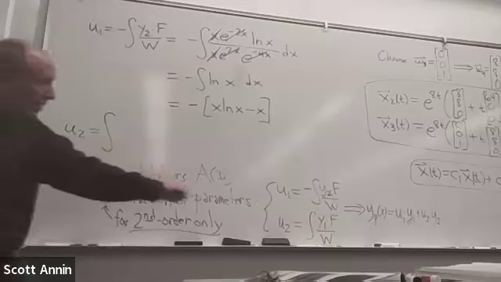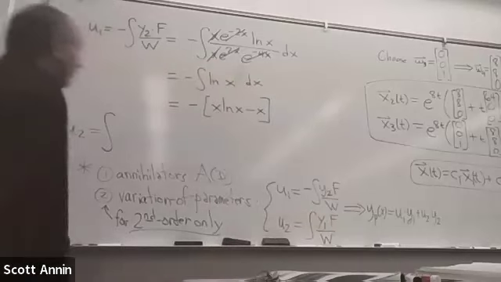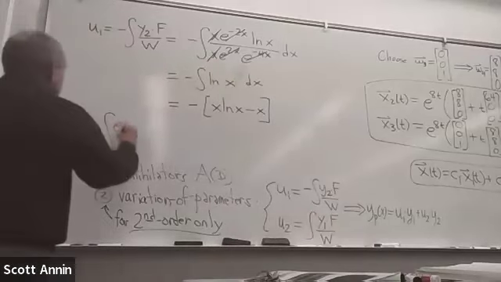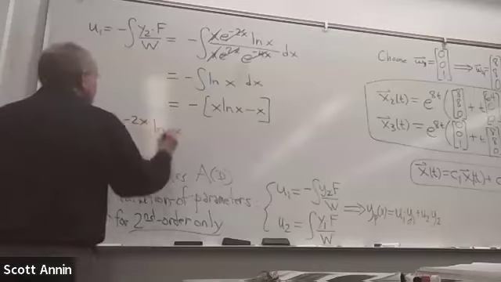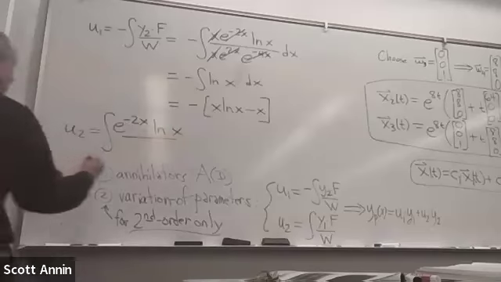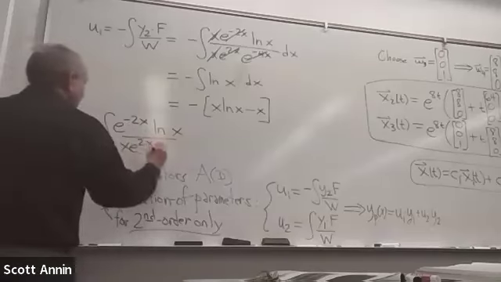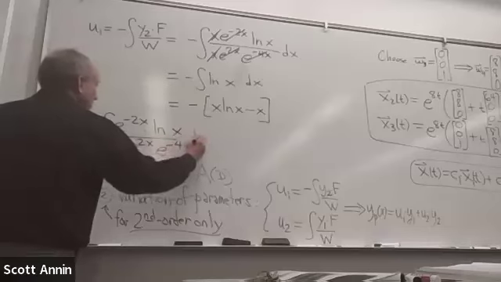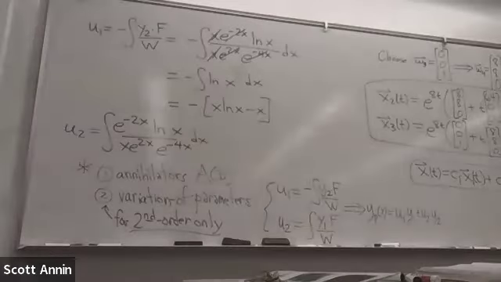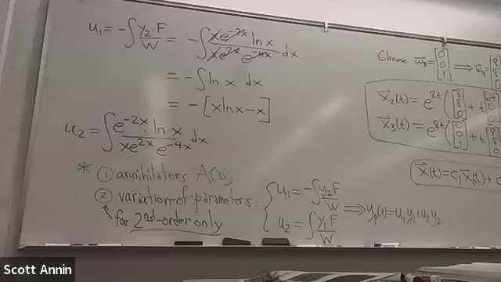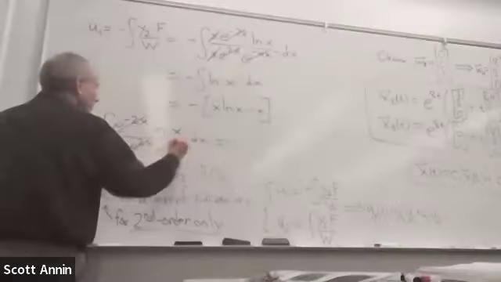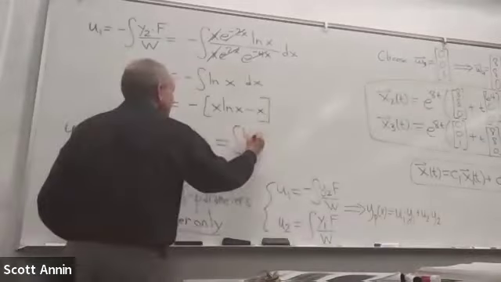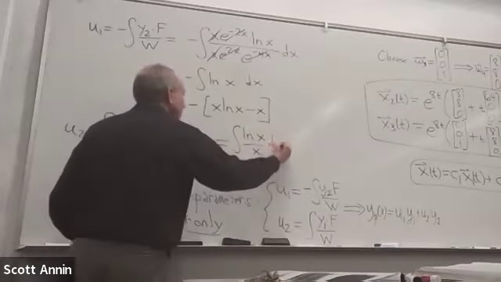U2 does not have a minus sign on the integral, but we have the integral of y1, which was e to the negative 2x, times capital F again, which is the ln of x over x e to the 2x. And then my Wronskian is still e to the negative 4x again on the bottom. I'll feed that in. And again, the exponentials completely cancel out. This time we just have the integral of the ln of x over x.